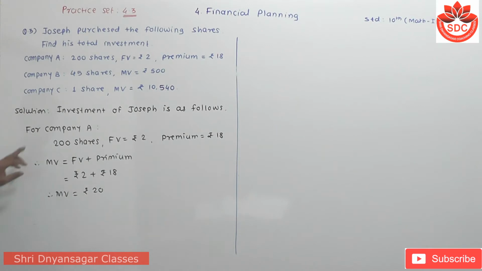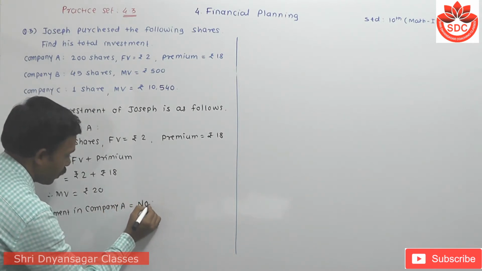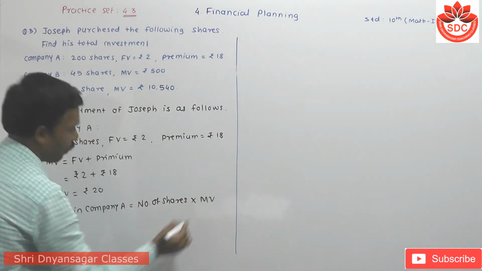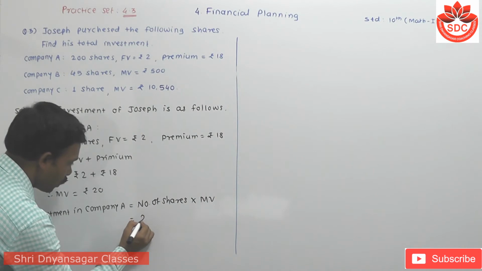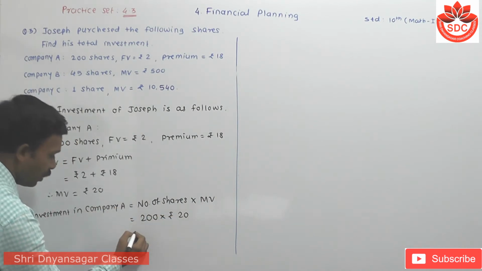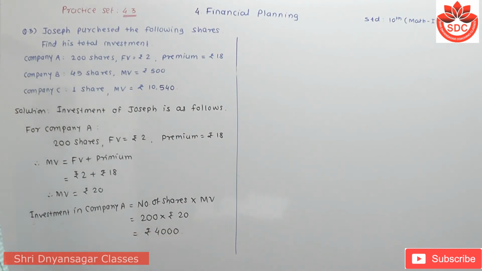Therefore investment in company A is equal to number of shares into market value. Here number of shares is 200, market value is rupees 20, so that 2 twos are 4, means that 4,000 rupees. This is the investment in company A.